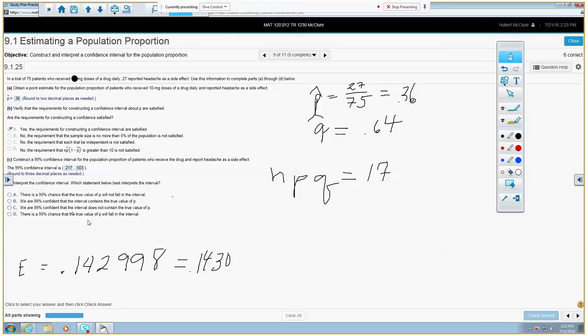Now you could say the interval contains the true value of P. Okay, does not. So what can you do with the does nots? Mark them out. And what did I tell you? I am 99% confident. Which one between D and B says that we are 99% confident? B is in Bravo. So that's pretty much going to be it.